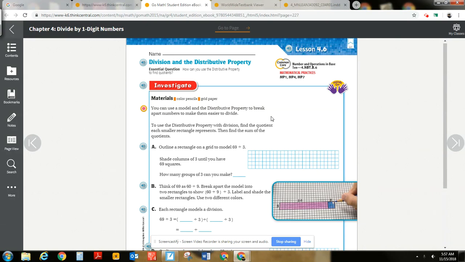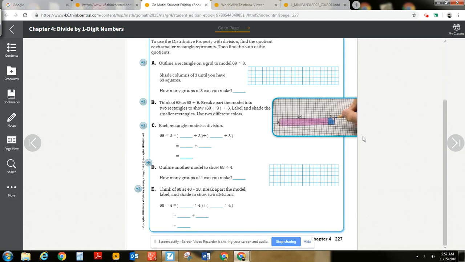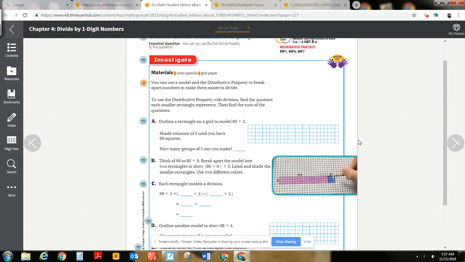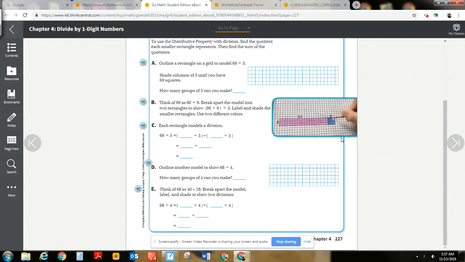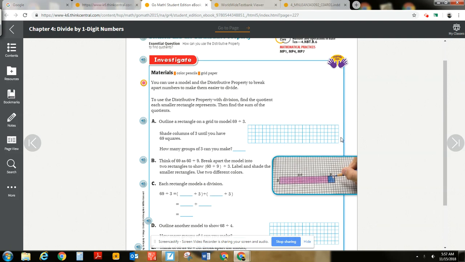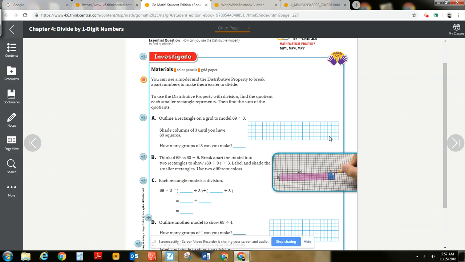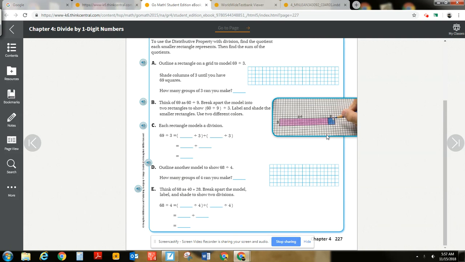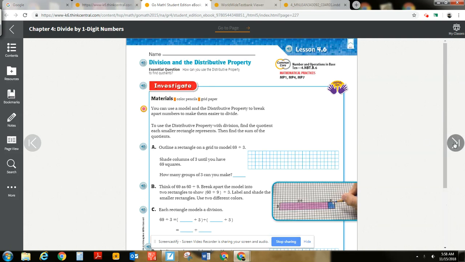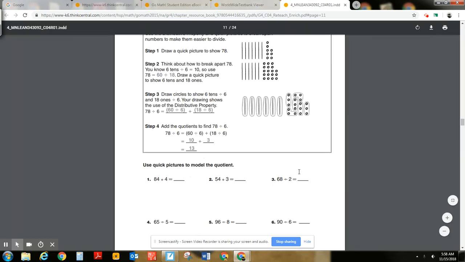Hey, it's Mr. Grabo. We are going to be going through fourth grade Go Math, lesson 4.6, division with the distributive property. And I actually really do like this lesson. It's going to help us use our basic multiplication facts and our knowledge of place value to solve division problems in a little bit of an easier way. So we're going to start off by looking at a couple of different problems. It's important that you show your work, and it's really important that we are clear with our place value.